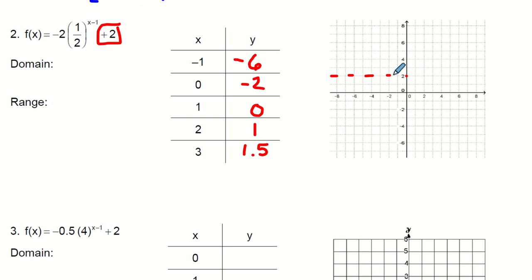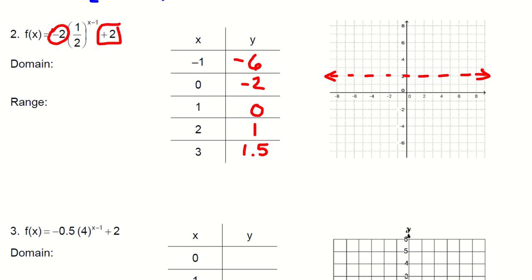Now, this graph is actually going to be below this line rather than above it. And the reason I know that is because the number in front is negative. That number tells me if it's going to be below or above. And even if you forget that, once you start plugging the points in, it'll become obvious where it's located.